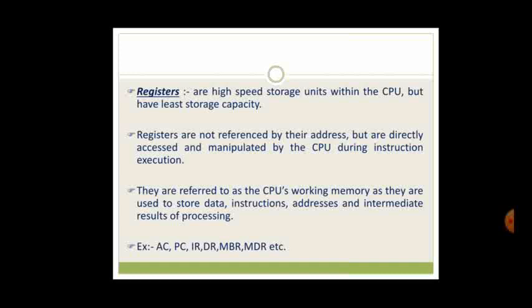We have different types of registers in the CPU. That is AC, nothing but accumulator. PC means program counter. IR means index register. DR means data register. MBR means memory buffer register. MDR means memory data register, etc. There are still many registers in the CPU.